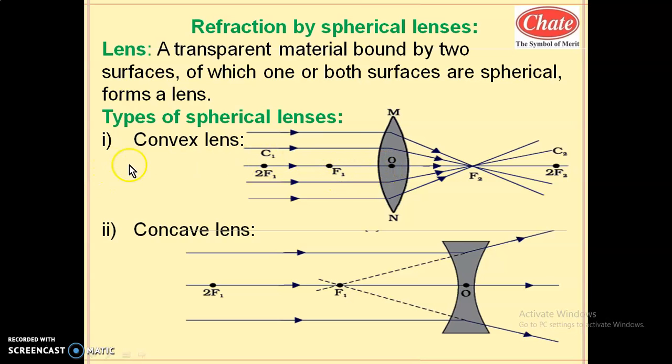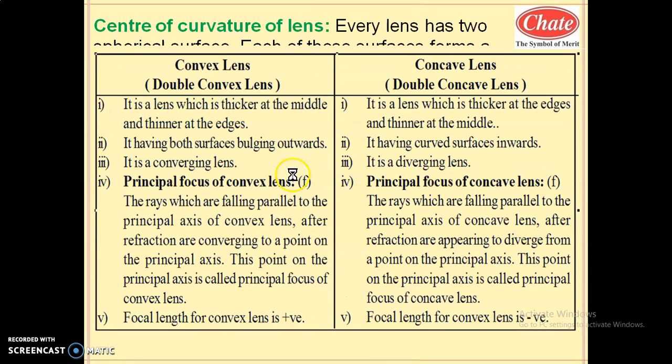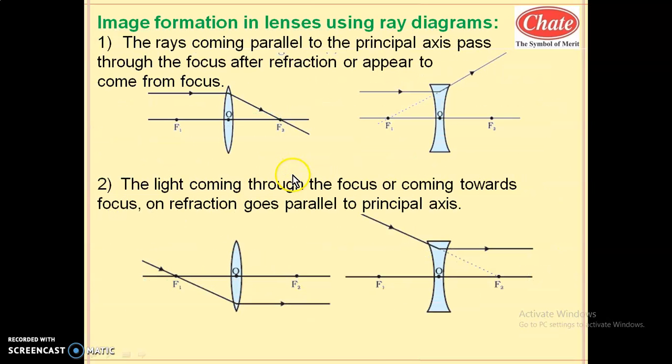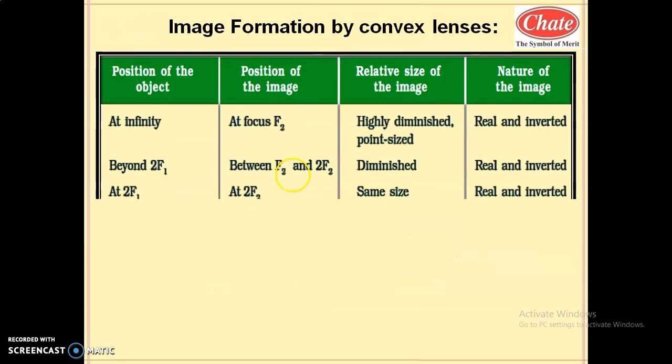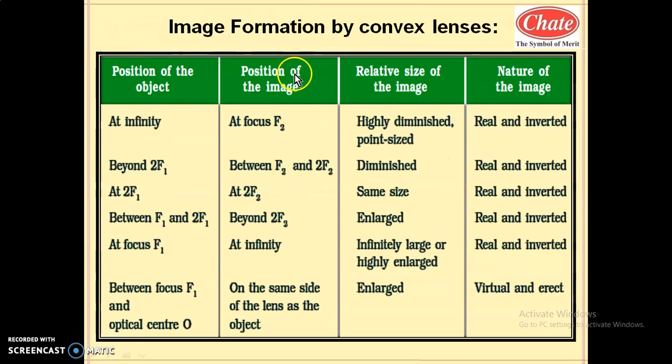So these are the 6 possibilities: infinity, beyond C1, at C1, between 2F1 and F1, then F1, and sixth condition will be between F1 and O. These are the 6 positions of the object. These are similar to the mirror case. Now positions of image are also similar to the mirror case, only now the image will be on the right hand side.